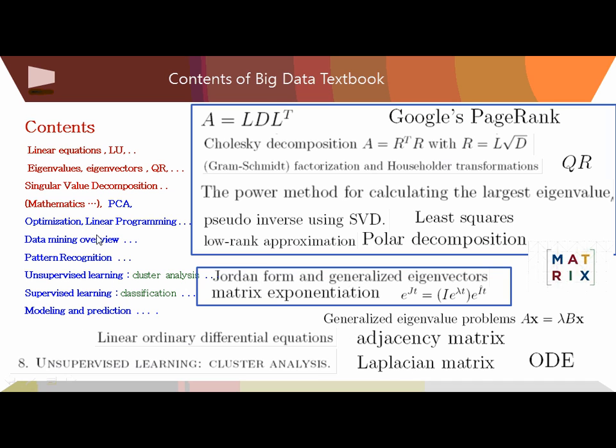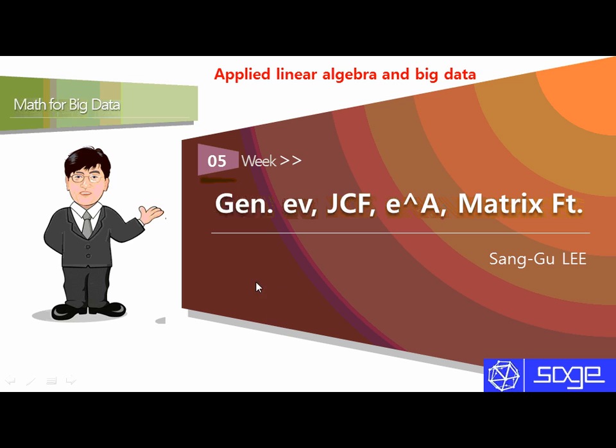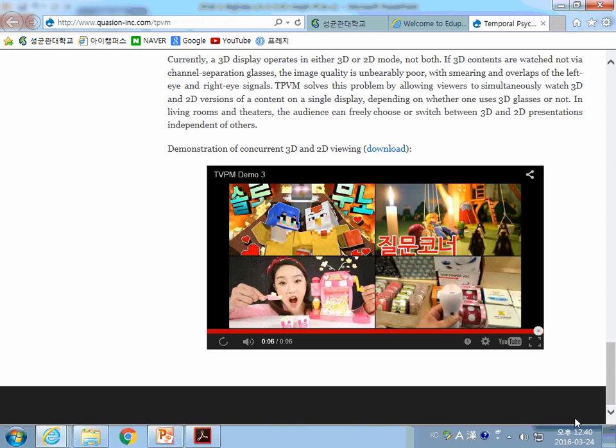Then we will be ready to start data mining and learning. Any questions before we start the Jordan canonical form? Any questions or comments?